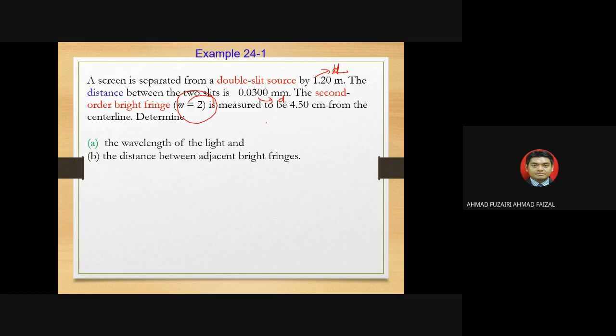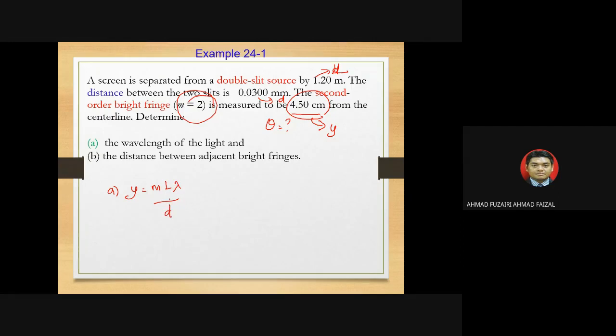So when the question doesn't give you theta, there is no theta here, so don't use theta. But you can use the measurement: the second order bright fringe is measured to be 4.5 centimeters. So 4.5 centimeters is y. Because you cannot use d sin theta, y equals m lambda L over d.